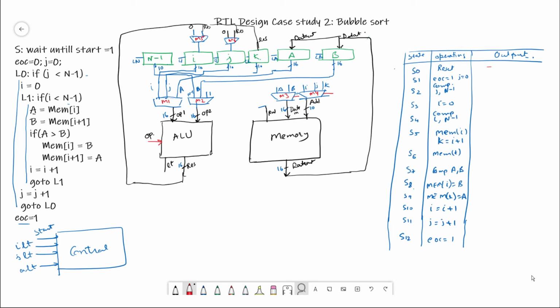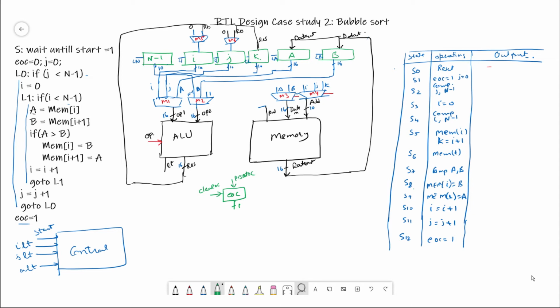There is one more thing which got missed out here: there has to be another register, EOC, which is 1 bit, and there has to be a preset EOC and also a clear EOC. These two signals would also be given as input to this EOC register.